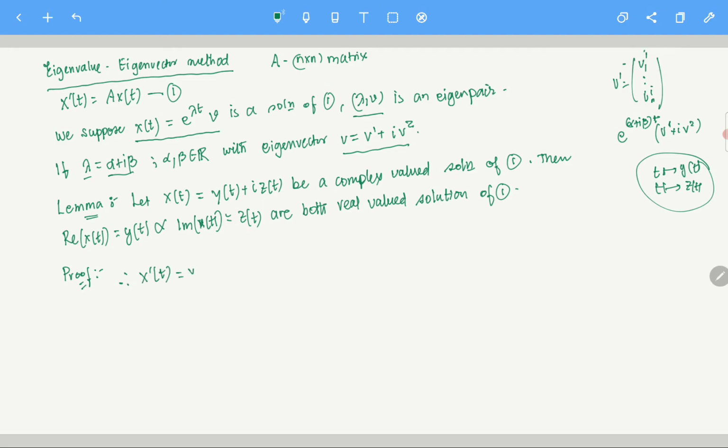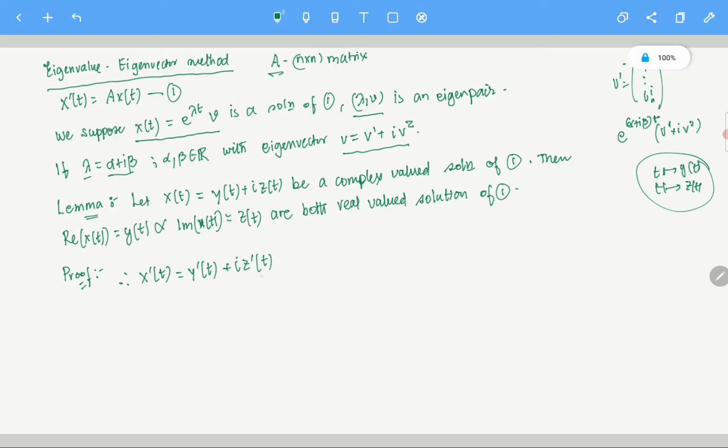Let's just look at it. By definition, it is y prime of t plus i z prime of t. Please remember y and z are all column matrices. A is given to be an n cross n matrix, so y is an n cross 1 matrix and z is an n cross 1 matrix. So y and z are column matrices, or column vectors, if you like, that's not a problem.